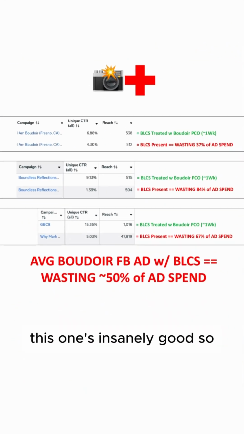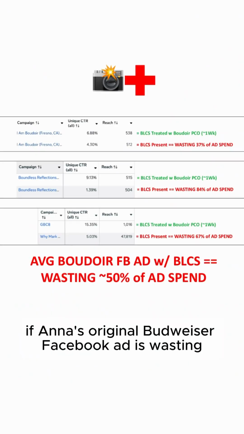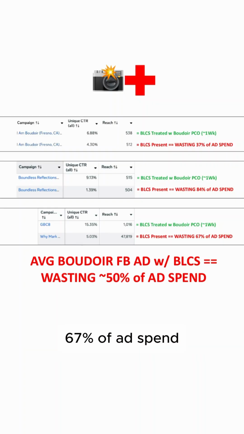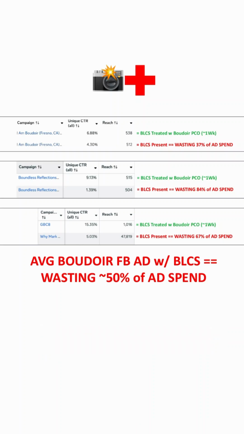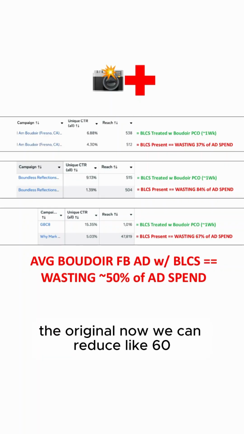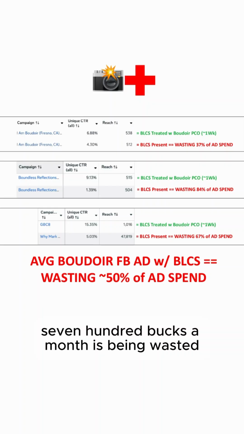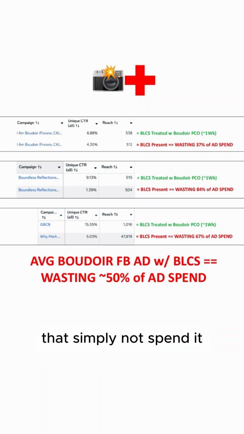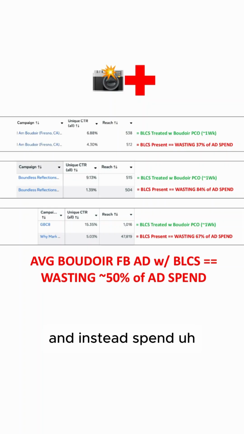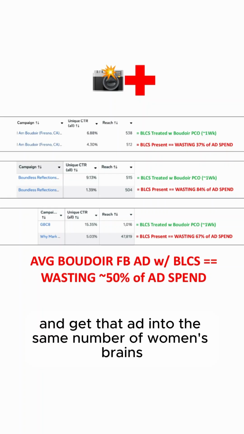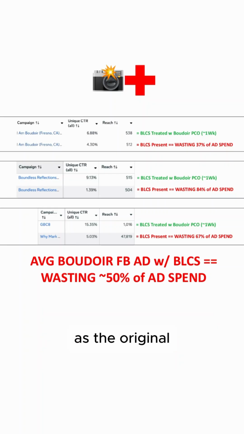And this one's insanely good. We found his original Boudoir Facebook ad is wasting 67% of ad spend. So if you spend 10 grand a month on the original Boudoir Facebook ad, basically 6,700 bucks a month is being wasted. We can eliminate that, pocket that, simply not spend it, get a 6,700 bucks a month bonus, and instead spend 3,300 bucks a month on the new Boudoir Pico treated Facebook ad, and get that ad into the same number of women's brains as the original.